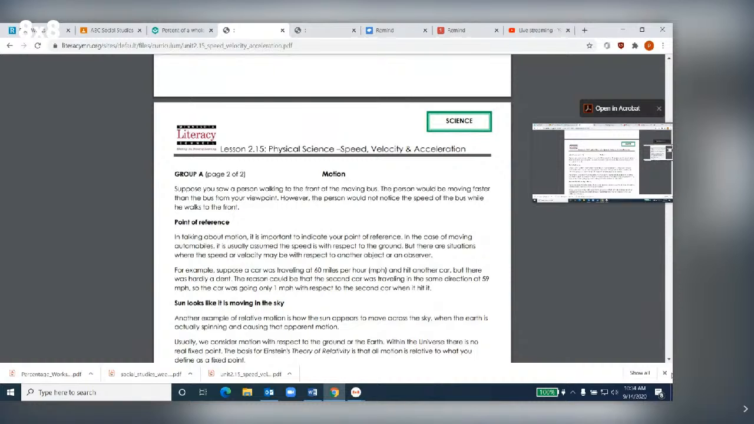For example, suppose a car was traveling 60 miles an hour and hit another car, but there was hardly a dent. The reason would be the second car was traveling the same direction at 59 miles per hour, so the car was only going 1 mile per hour with respect to the second car when it hit it.